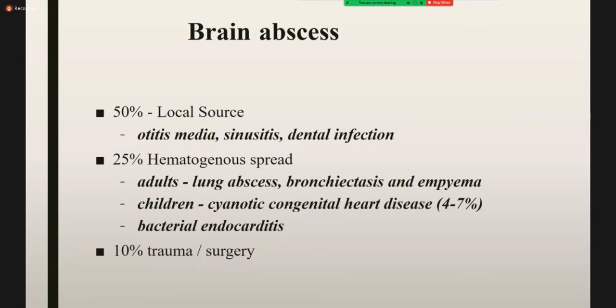Almost 50% is through local sources, for example otitis media, sinusitis, and dental infections. In almost 25% of the cases, there might be hematogenous spread, and in adults the common sources are lung abscesses, bronchiectasis, and empyema. In children, cyanotic congenital heart disease is the predominant cause in almost 4 to 7% of the cases. Bacterial endocarditis is also one of the causes of hematogenous spread of brain abscesses, while 10% of the cases have a source after trauma or surgery.